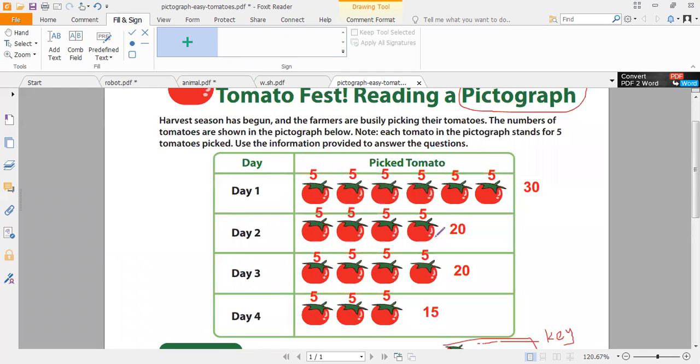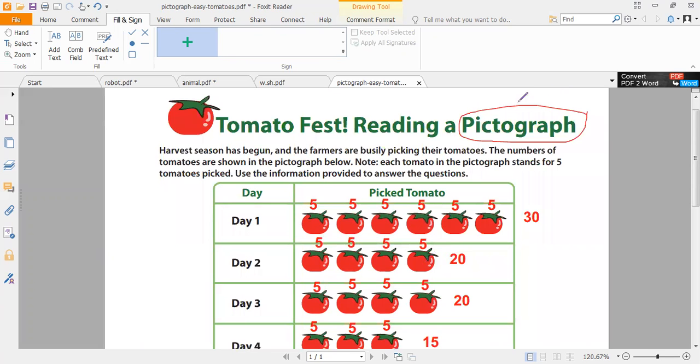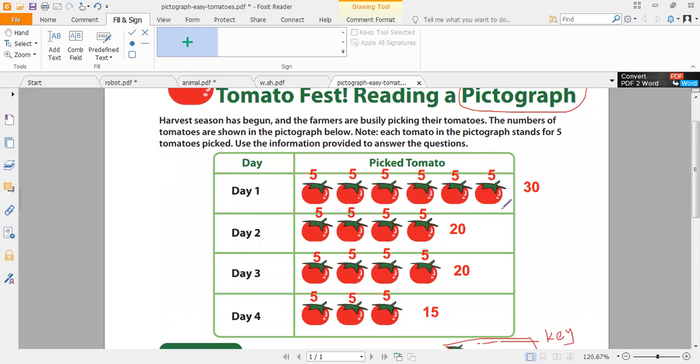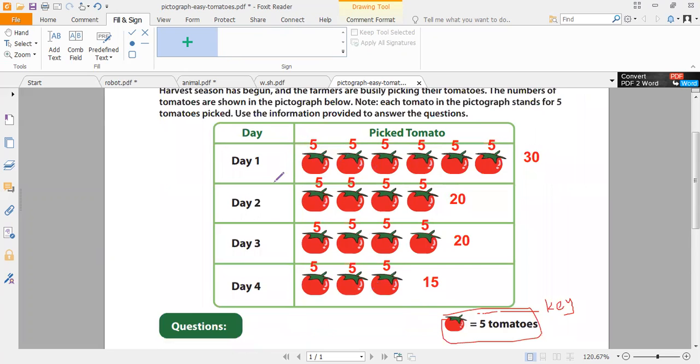Okay, so this is our session for today. The pictograph. We said the pictograph means the picture graph. And the picture graph means you will use pictures to show information. And the important thing in the pictograph is the key. The key tells you how many each picture in this picture graph stands for. If I want to know how many tomatoes the farmer picked in day one, don't say 1, 2, 3, 4, 5, 6. No. The key tells you that each picture in this pictograph stands for 5 tomatoes. So we will write 5 for each picture in this picture graph.